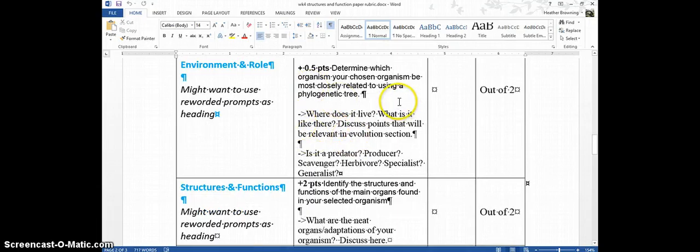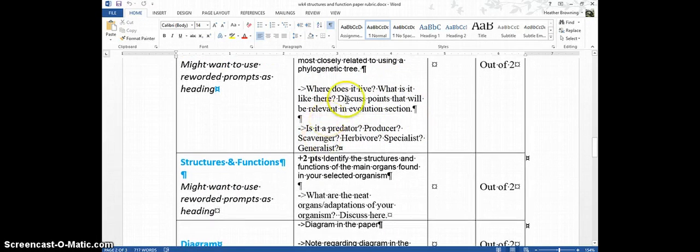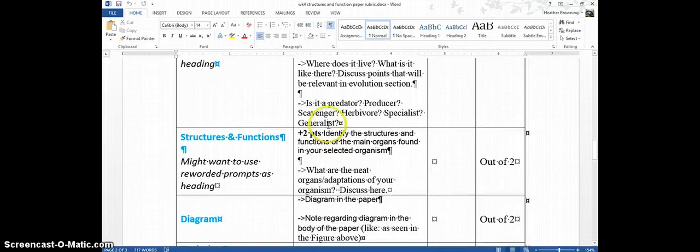Then I give you little notes like, where does it live? What is it like there? Discuss the points. They'll be more relevant later on. And is it a predator, producer, scavenger, herbivore, specialist? Those are terms that will help you figure out the role.